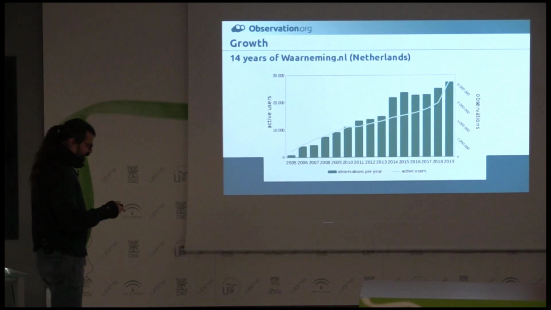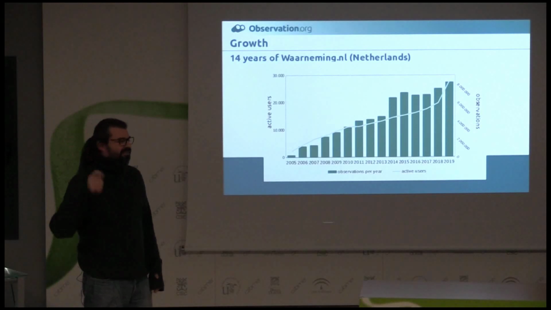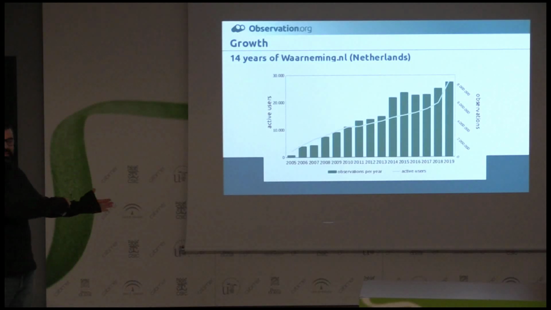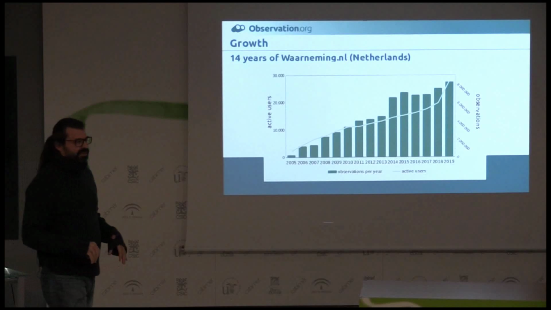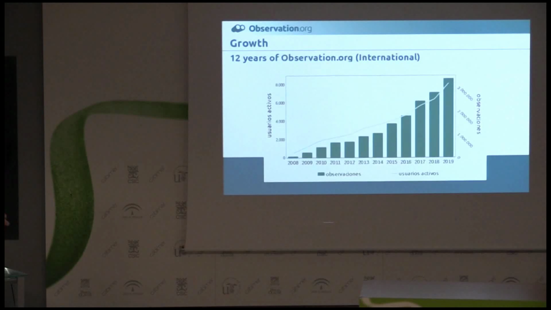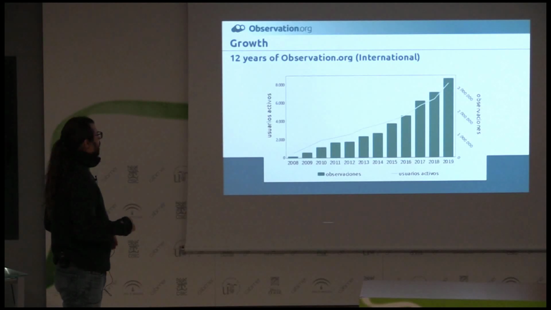This is the growth of the platform in Netherlands. This is the number of active users collecting information, and this is the number of observations per year. This is something that we are trying to get. Maybe in 10 years we can be like the Netherlands. They have a culture of going outside and looking at nature, something that is not happening here in Spain. So we also have to look at the cultural things. And at some point in 2008 the platform went international. It was not only for Netherlands, and it's growing more or less in the same way.